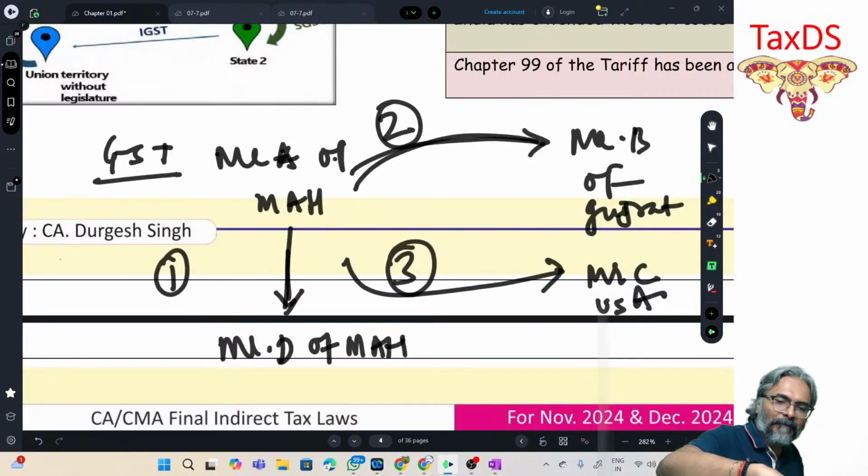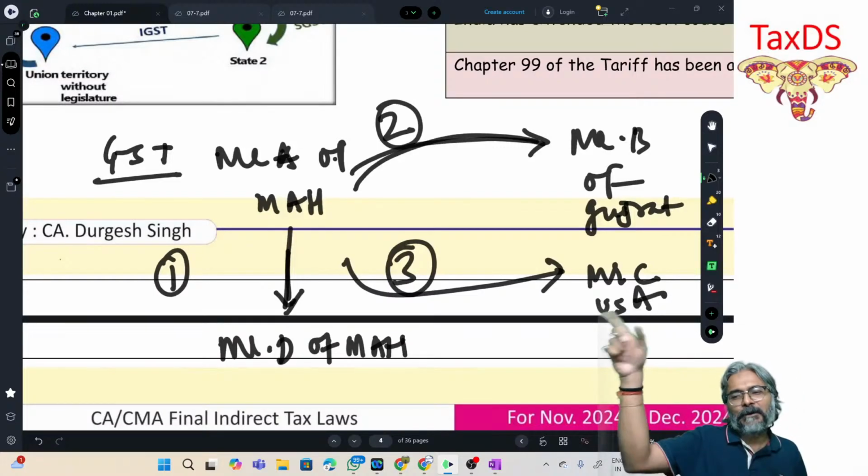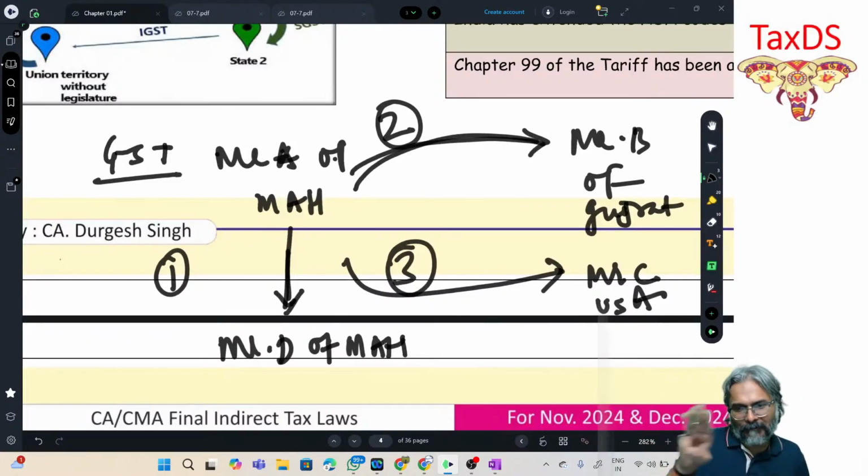First case, Mr. A of Maharashtra to Mr. D of Maharashtra. Second case, Mr. A of Maharashtra to Mr. B of Gujarat. Third case, Mr. A of Maharashtra to Mr. C of USA. What is the type of supply in these 3 cases? Quickly, students. What is the type of supply in this particular context? Just answer me. 1 is this, 2 is this, 3 is this.